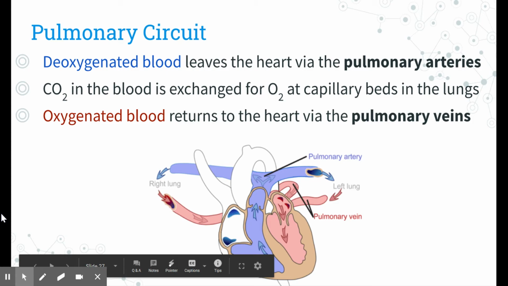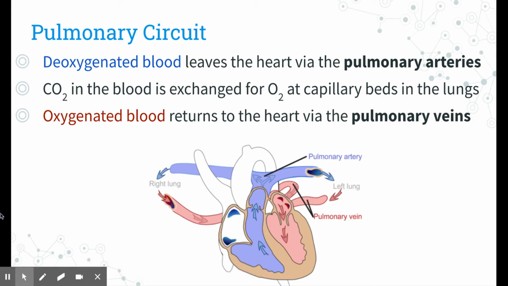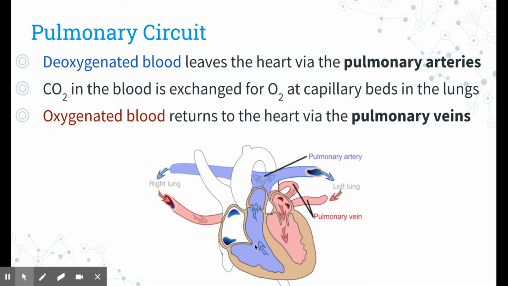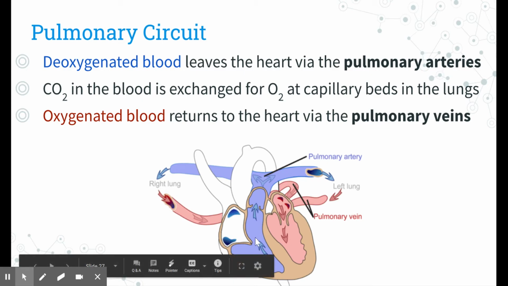In the pulmonary circuit, we have blood leaving the heart via the pulmonary arteries, carbon dioxide from the blood exchanged for oxygen in the capillary beds of the lungs, and then oxygenated blood returns to the heart via the pulmonary veins. You can see here the heart. The upper chambers are the receiving chambers, and the lower chambers, called ventricles, are the pumping chambers. So here on the right-hand side of the heart, we orient left and right as if this heart was in your own chest. So right-hand side's over here in blue.